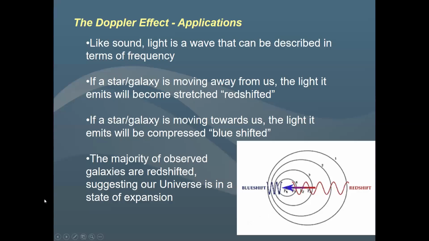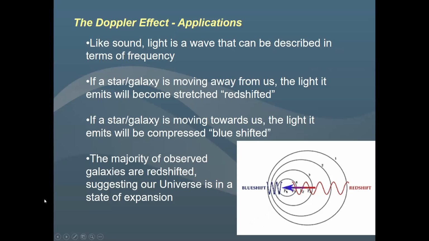So there are some applications of the Doppler effect. Like sound, light is a wave that can be described in terms of frequency. So if a star or galaxy is moving away from us, the light it emits will become stretched or redshifted. Again, this is because there's more space in between the source of the waves and the observer, so there's more space for those wavelengths to stretch and become further apart.